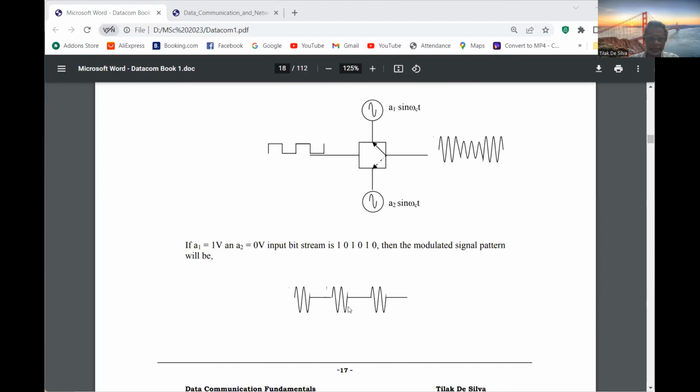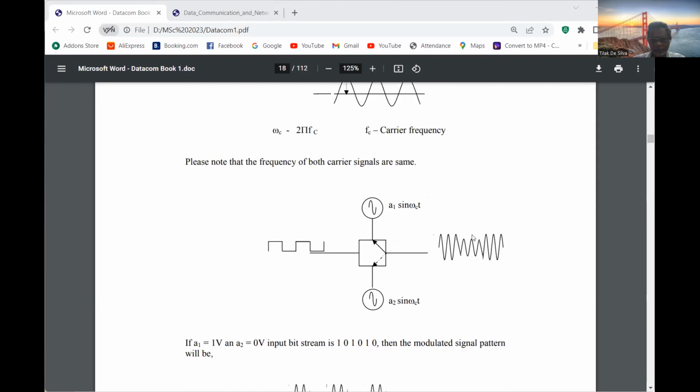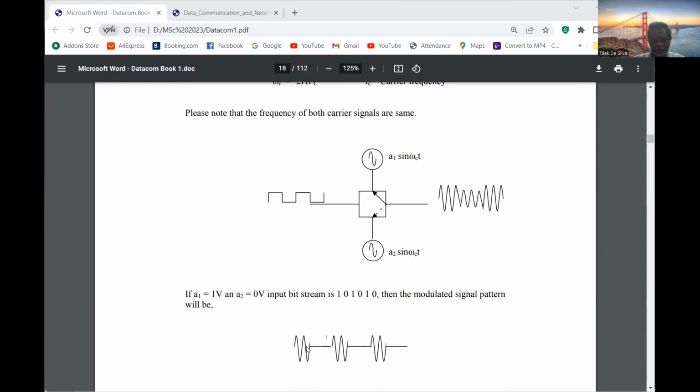In amplitude shift keying, 0 is the zero amplitude, and for the other signal we have some amplitude. If there are two signals, it is coming like this: only one signal and the other is 0. So 1 and 0 are represented in this way. This is 1, this is 0.